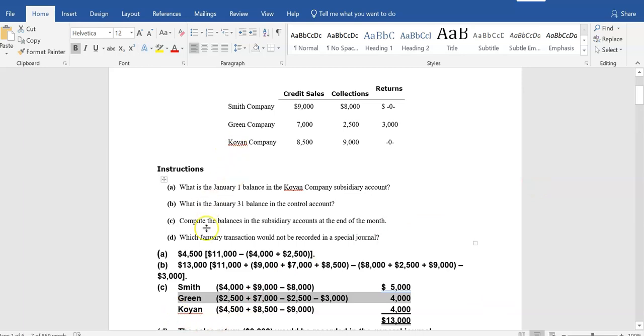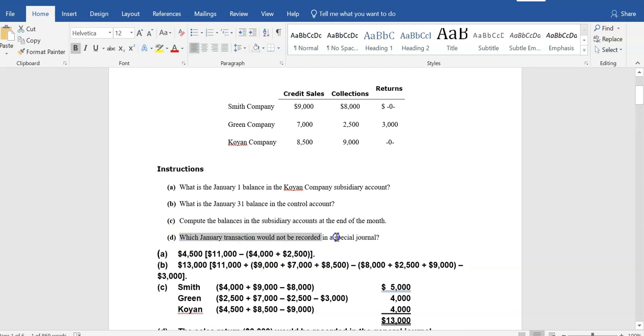Then Koyan, we figured out here in A, started with a balance of $4,500 at the beginning of January. During January, had credit sales of $8,500, had collections of $9,000, leaving them with an ending balance of $4,000 in the subsidiary ledger. So if we add up the total customer balances in the subsidiary ledger, they equal 13,000, which agrees with the balance at the end of January in the general ledger accounts receivable control account.